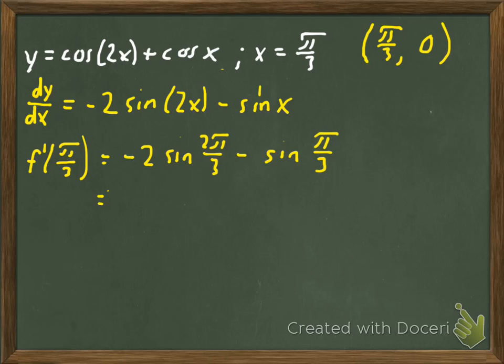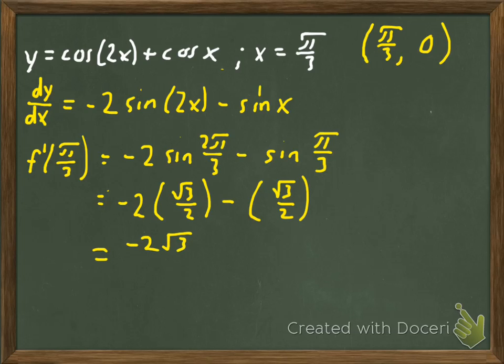Now we just drew our unit circle a little bit ago, and if you've forgotten what the values are for the y-coordinates for 2 pi over 3 and for pi over 3, you can go back and rewind that. But it turns out the sine of 2 pi over 3 is the square root of 3 over 2, and so is the sine of pi over 3. And if you have negative 2 square root of 3 over 2 minus 1 square root of 3 over 2, then you've got negative 3 square root of 3 over 2.